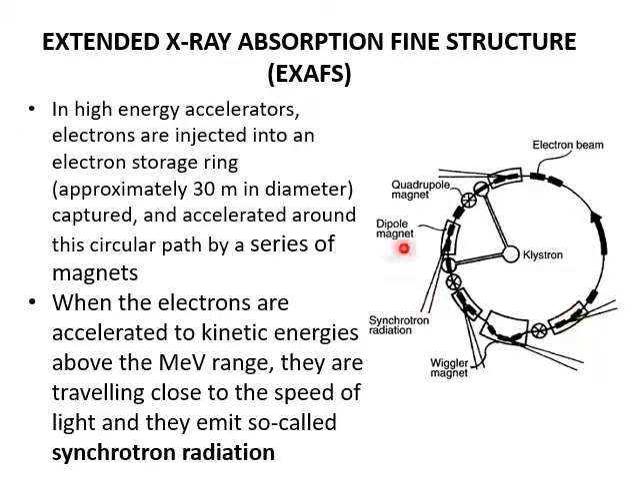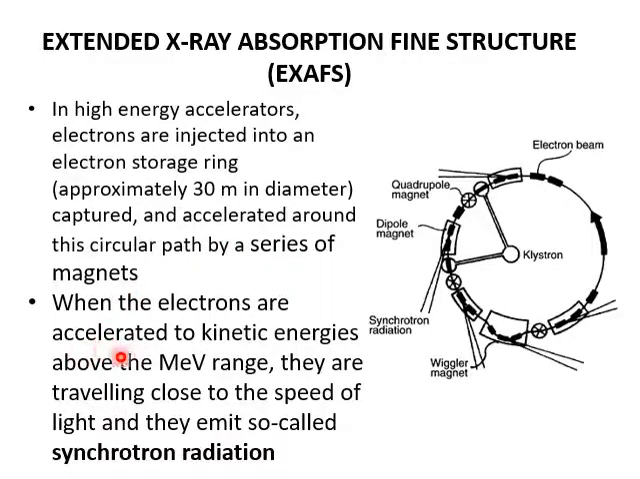Electrons move around this circular path due to a series of magnets. There are different types of magnets which are placed here, and due to the magnetic effect, when the electrons travel under the effect of magnetic field, they follow a curved path. So due to these magnetic fields, the electron will move in a circular path, and the diameter of this ring is 30 meter, and electrons are accelerated around this circular path by a series of magnets.